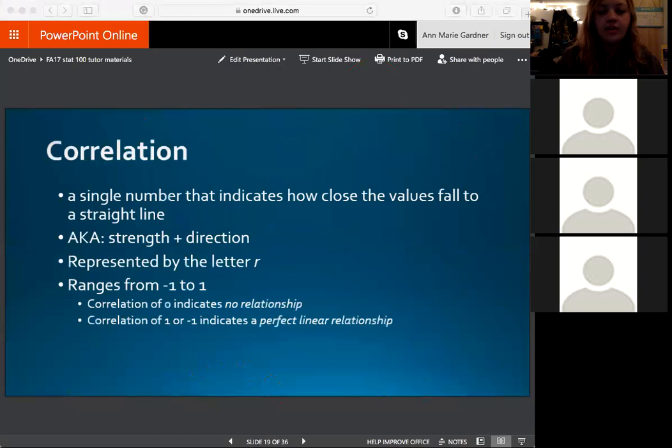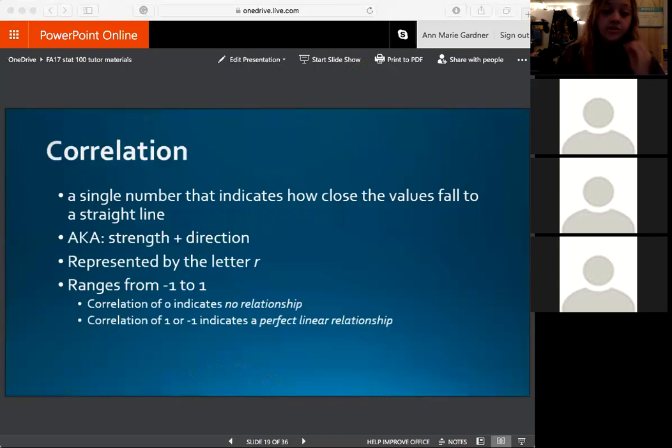All right, so correlation is basically the relationship between values. It is a number that indicates how close our values are to the line. When you see all the dots on your graph and a straight line going through them, we want to see how close all the dots are to that straight line to see what the correlation would be.